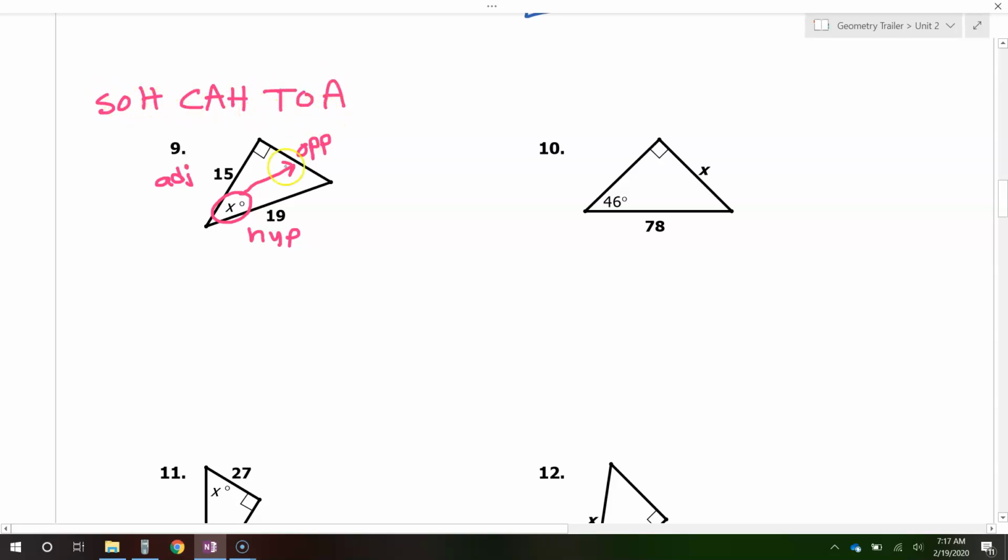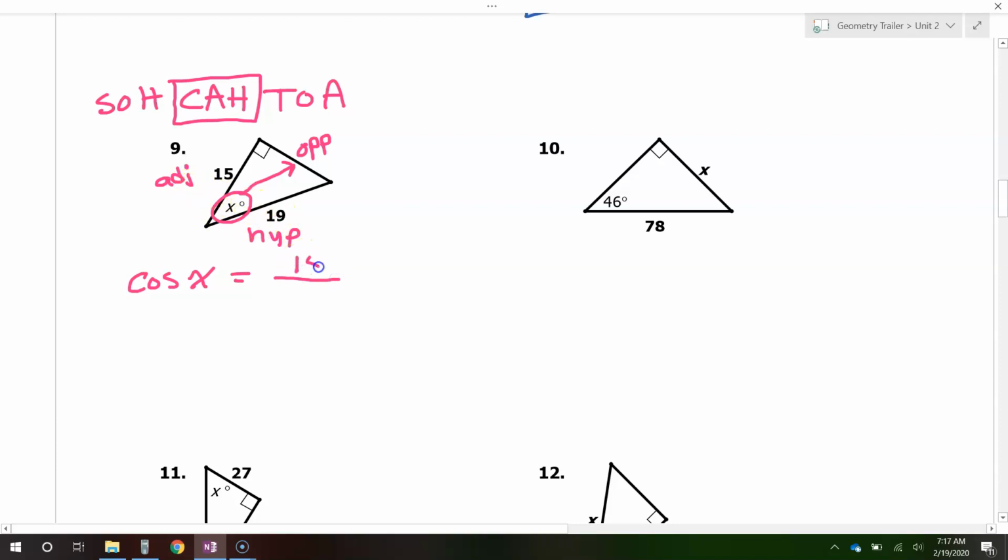Which one are we going to use? Well, look at the sides. We have 15 and we have 19. That is adjacent and hypotenuse. That tells us to use the cosine function, which is adjacent over hypotenuse. So we will write cosine of the angle, even though it's a variable, is equal to adjacent over hypotenuse.